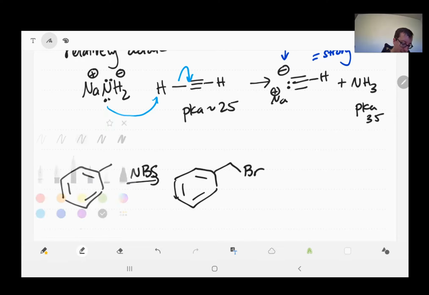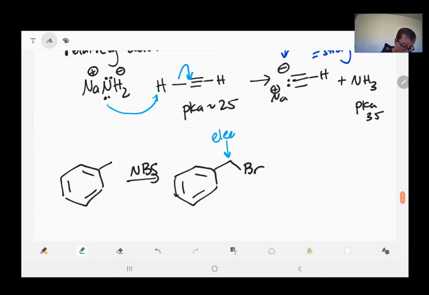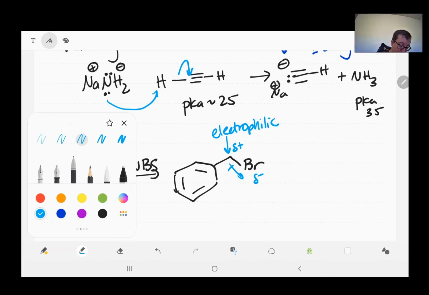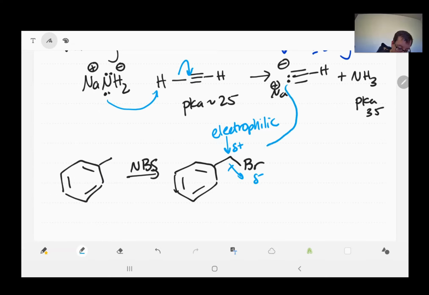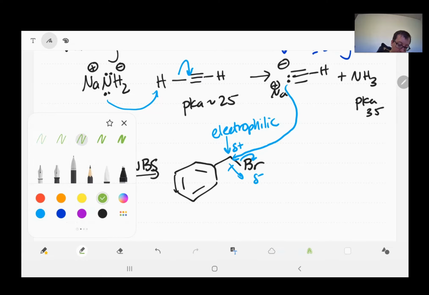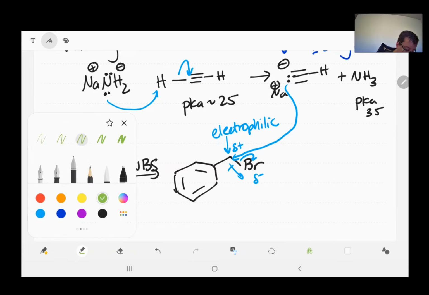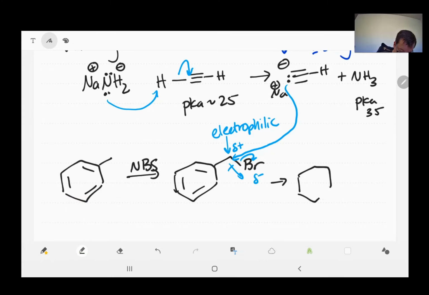A bromine means that this carbon now is electrophilic, because the bromine is going to be withdrawing electron density a little bit towards itself, so we're going to have a slightly positive carbon there and a slightly negative bromine. So now we can say, aha, our little friend here can come in and kick out the bromine. Notice that this is only 2 carbons, so I haven't done anything crazy. We're only adding 2 carbons. And so we'll end up with our desired molecule.